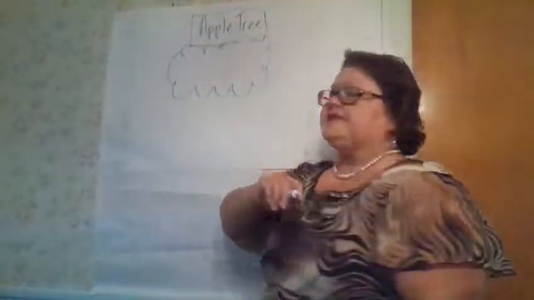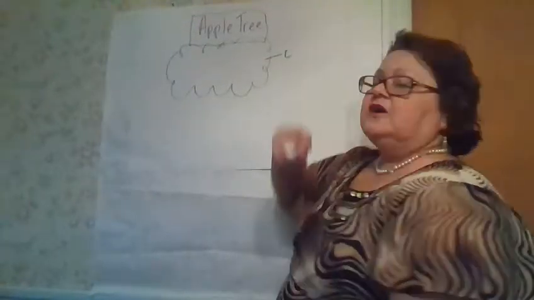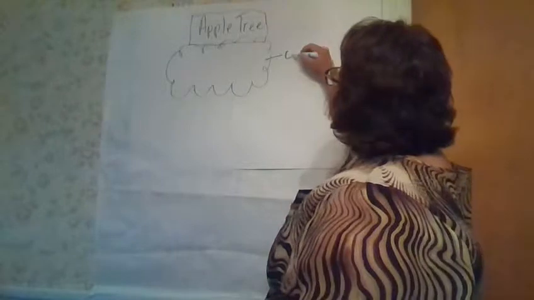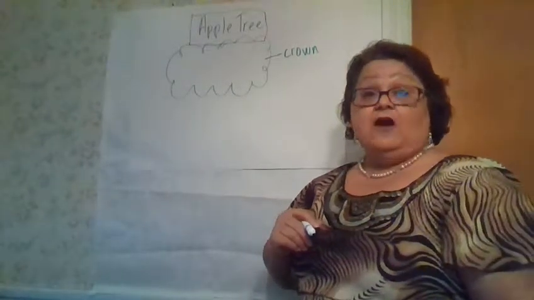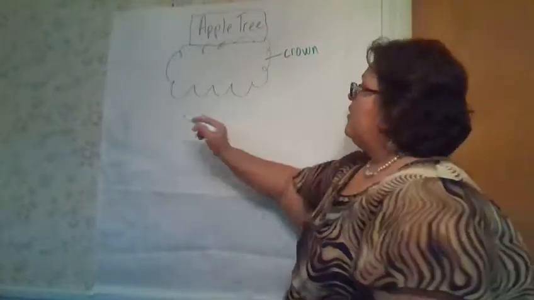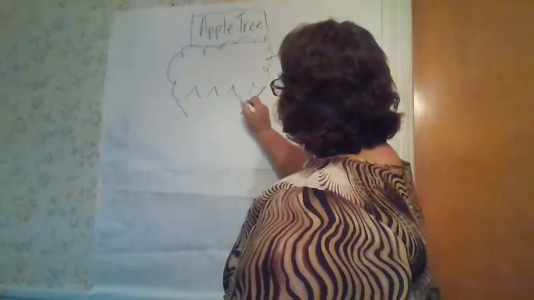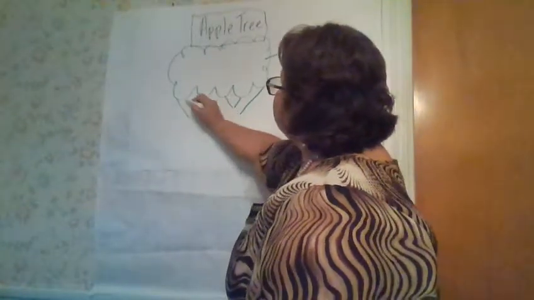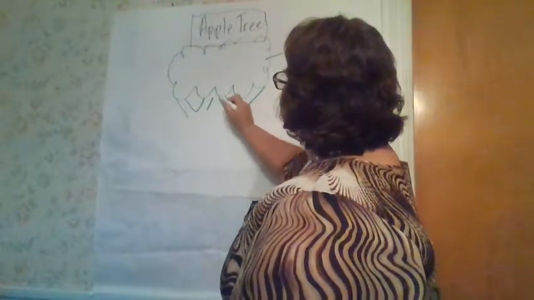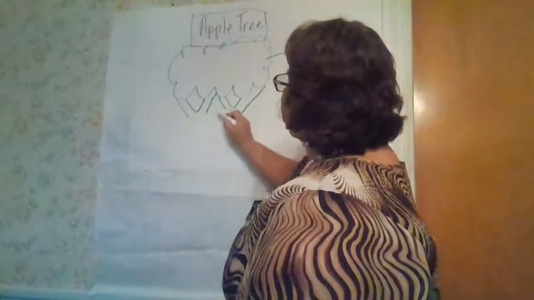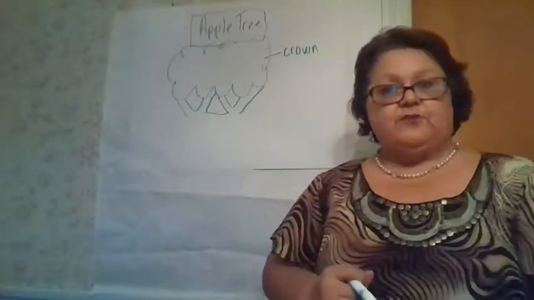And the top of the tree is called a crown. Can you say that? Crown. Crown. Wonderful, boys and girls. Now, what supports the crown are the branches. So let me draw the branches. So we need to draw some branches. There we go. There's some of our branches. And they're holding up the crown for us.